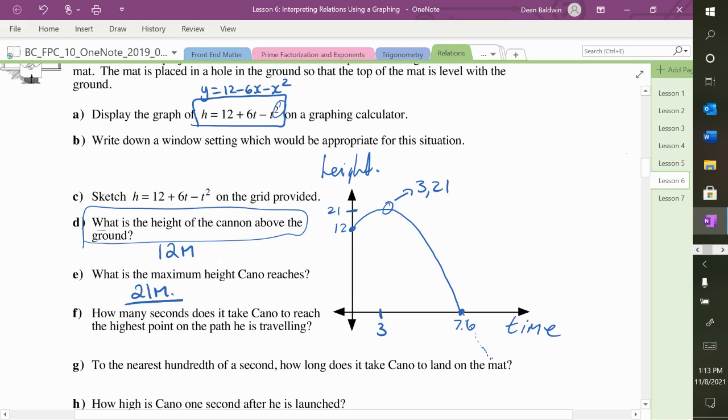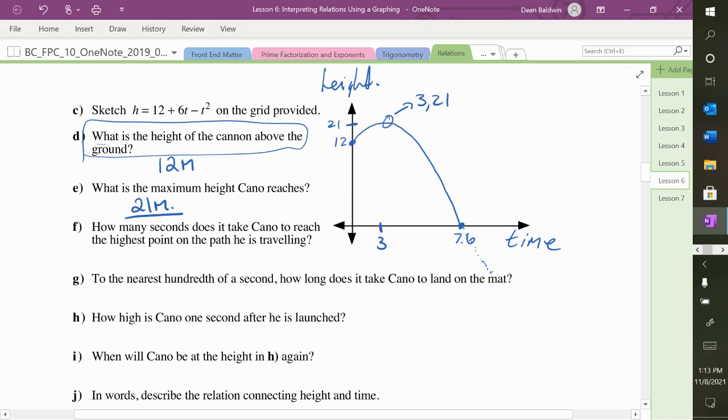The next part of the question: how many seconds does it take them to reach the highest point? 3 seconds. G, how long does it take before they land on the mat? When do they hit the ground? 7.6, your x-intercept. We're not going to do H. We're not going to do that.